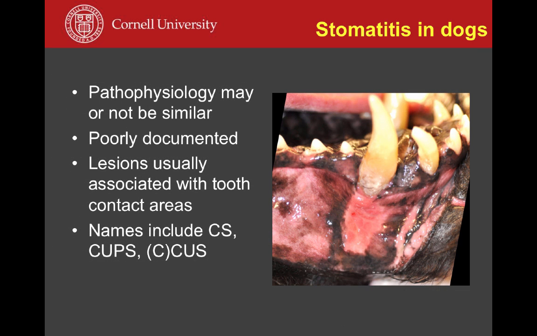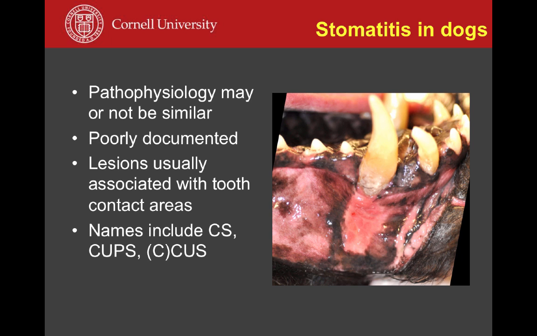Stomatitis can also happen in dogs. Whether it's a similar disease or a completely different one is unclear. This is just as poorly understood in dogs as it is in cats. The distribution of the lesions is a little bit different because stomatitis typically is directly associated with teeth that are present, and teeth oftentimes that have ongoing periodontal disease.